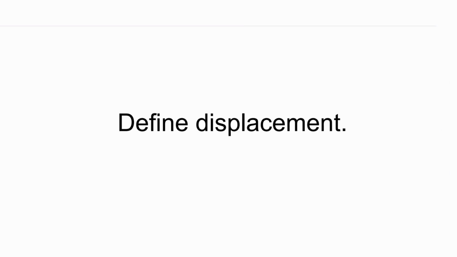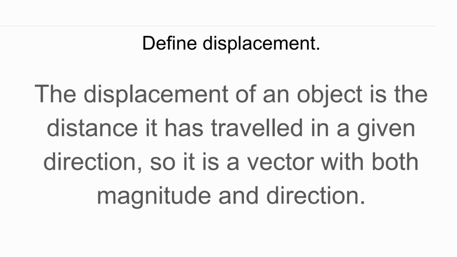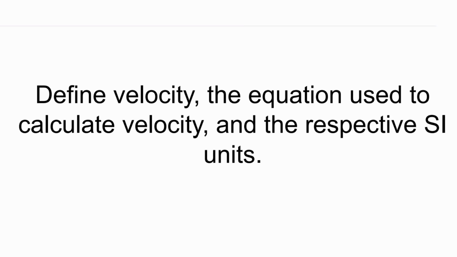Now you have to define displacement. The displacement of an object is the distance it has traveled in a given direction, so it is a vector quantity with both magnitude and direction. We have already discussed that displacement is a vector quantity, while a vector means something which has magnitude, unit and a specific direction. It means speed with a direction.